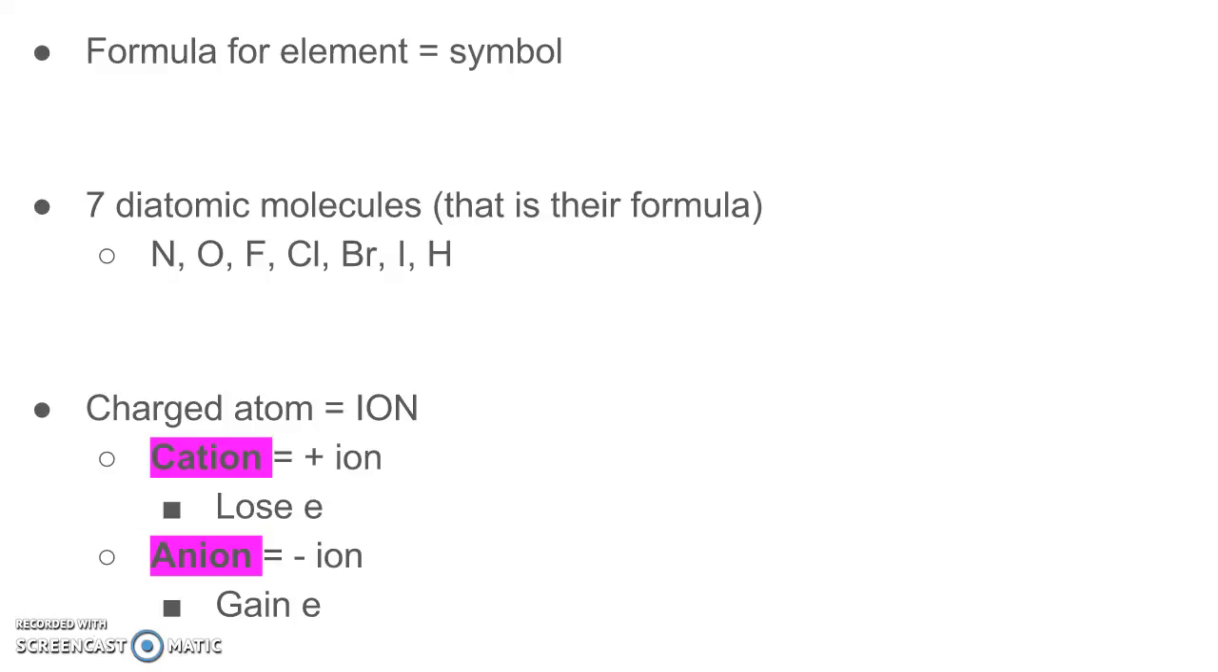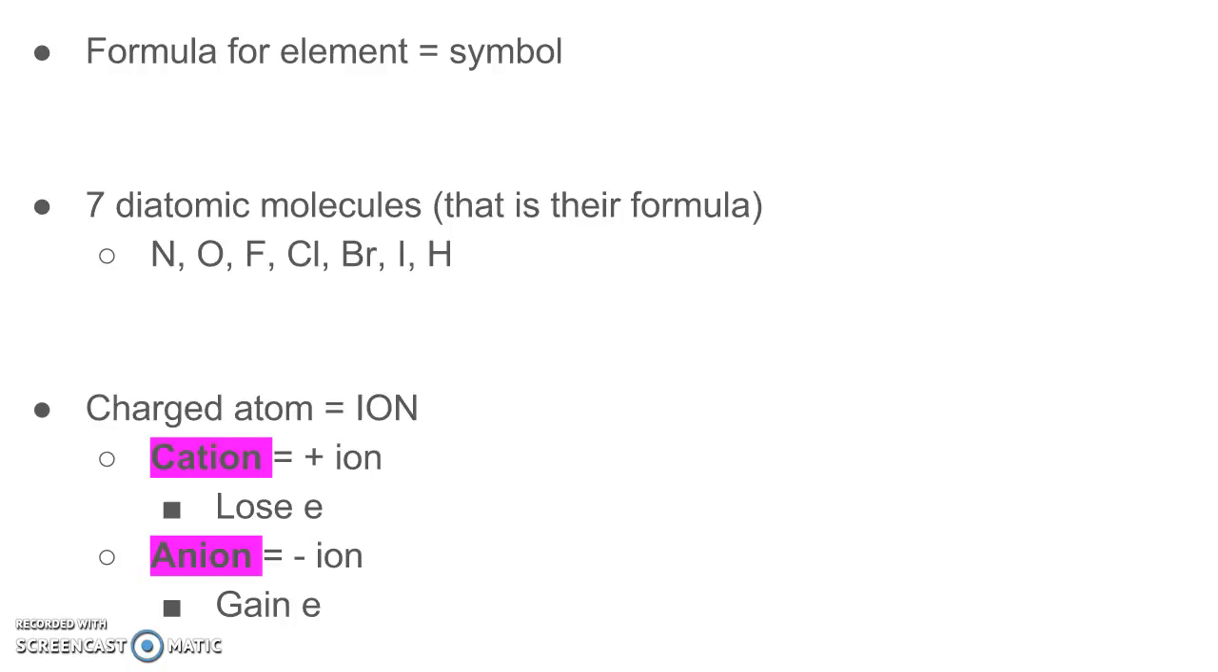So the first thing that we use, and we have been using, the formula for an element is its symbol. So if I want to write the formula for fluorine, I just write F. If I want to write the formula for carbon, I write C. That's what's nice about knowing the symbols.